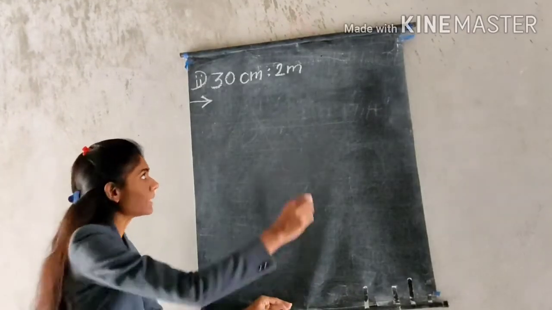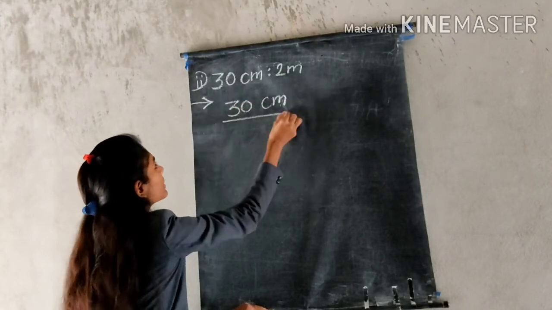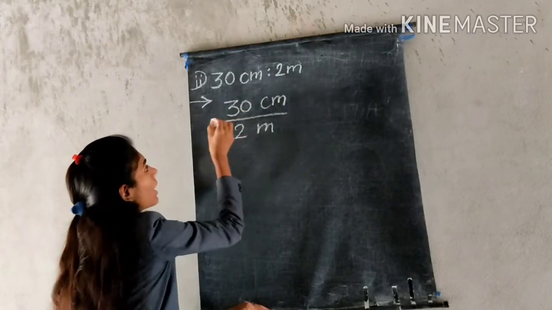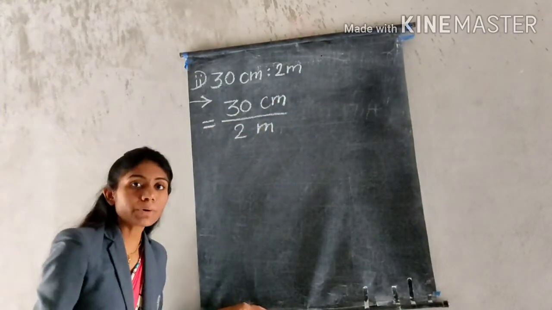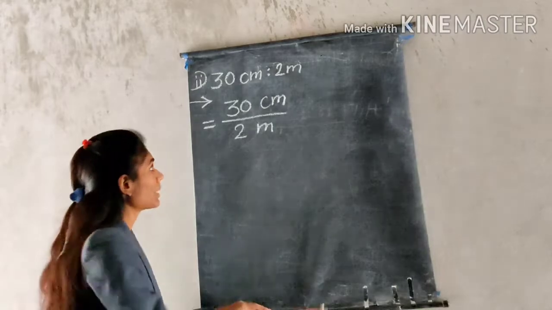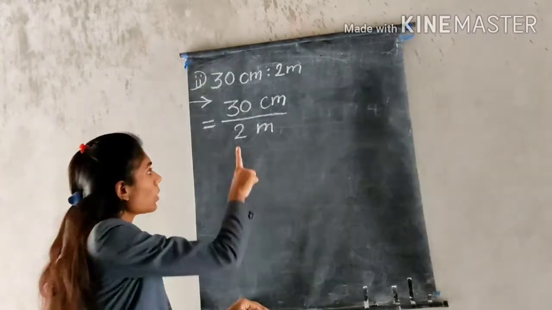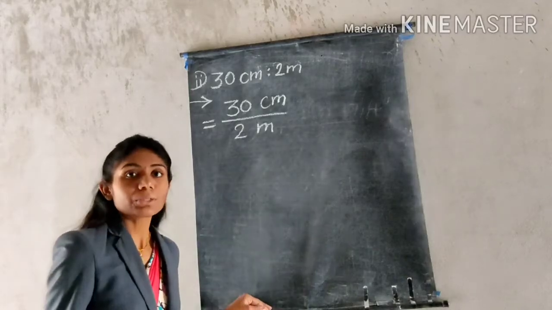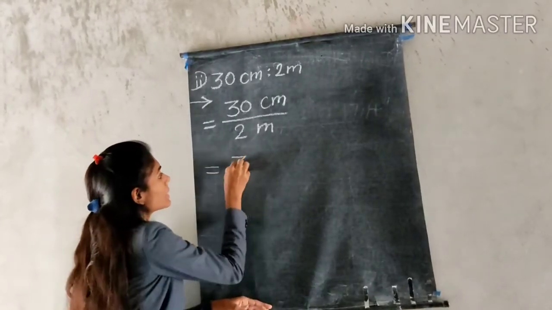To simplify, 30 centimeter upon 2 meter. As we observe, the units are different. So first we will make them same. So 1 meter equals to 100 centimeter. So 2 meter equals to 200 centimeter. So let's replace it with the centimeter.